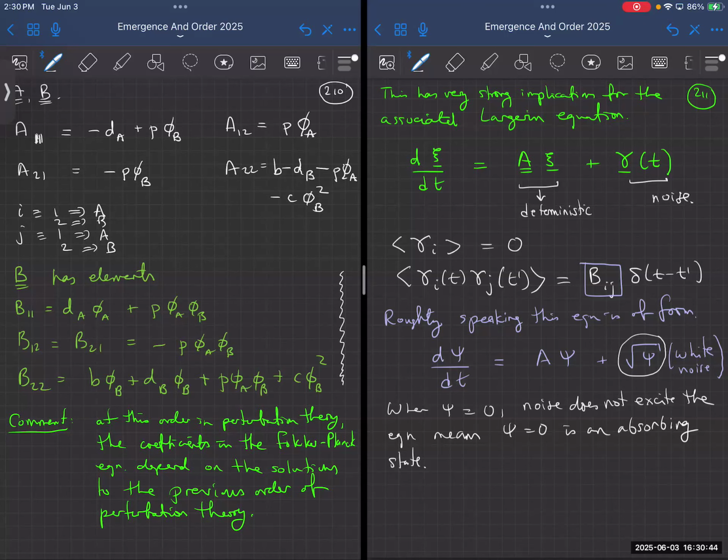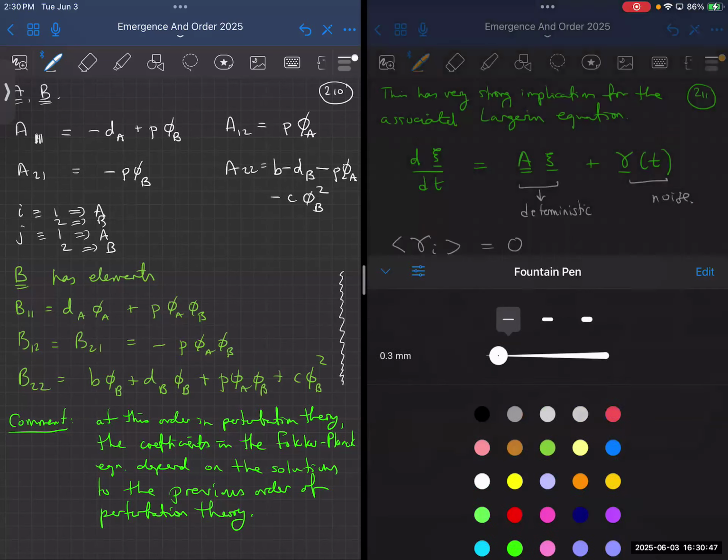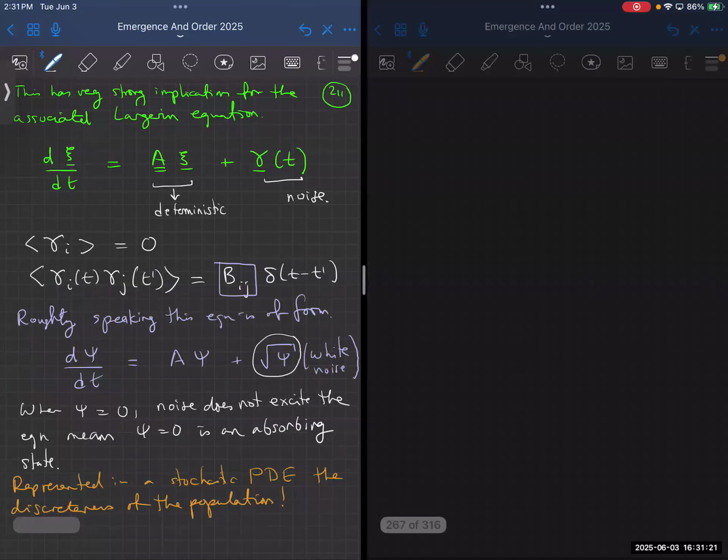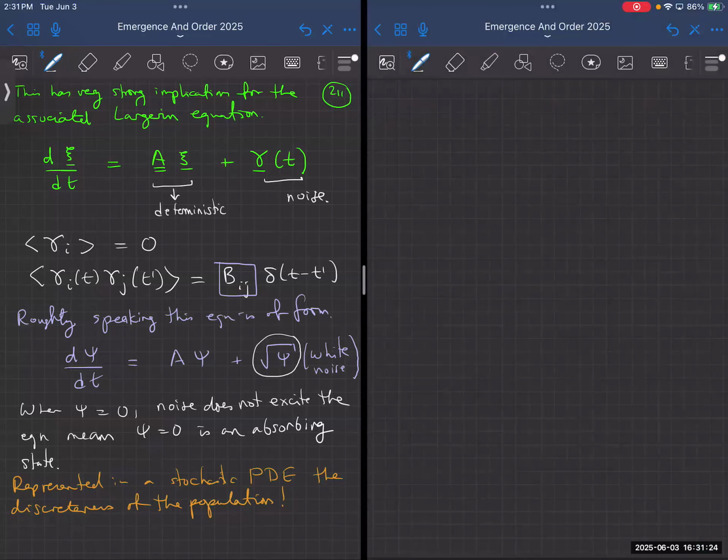So what we've done by this is we've now represented in a stochastic differential equation, in fact, it's going to be a PDE, we've represented a stochastic PDE, the discreteness of the population. And that's the thing that we couldn't do before. Okay, so that's how this works. You have to just do the mathematics to see. If you want to learn how to do this, you just have to do the calculation.